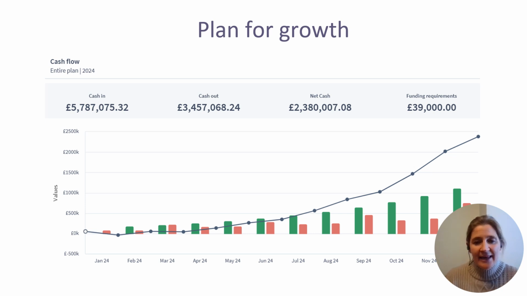So you can see here, all customer receipts for this particular business are on 30 days. And you can see that the funding requirement is, just here between January and February, there is a small funding requirement of 39,000, but then the business is cash positive ongoing after that point in time.